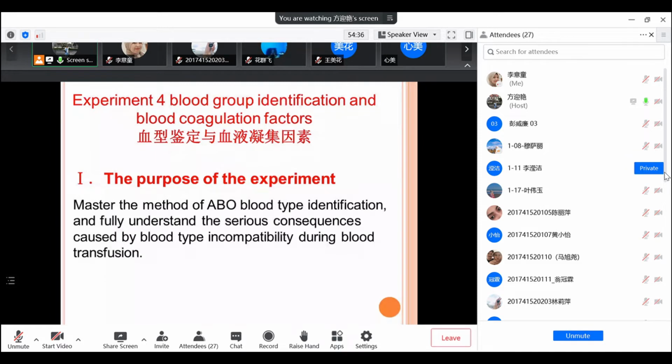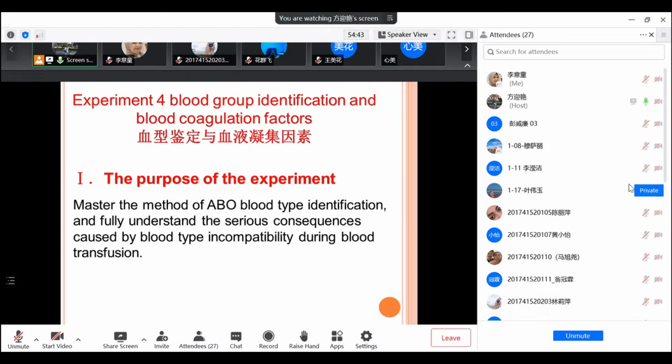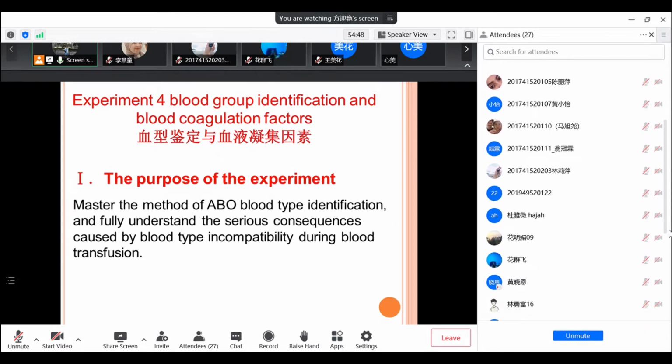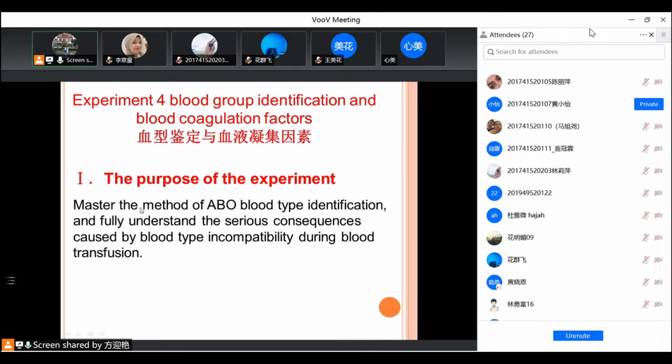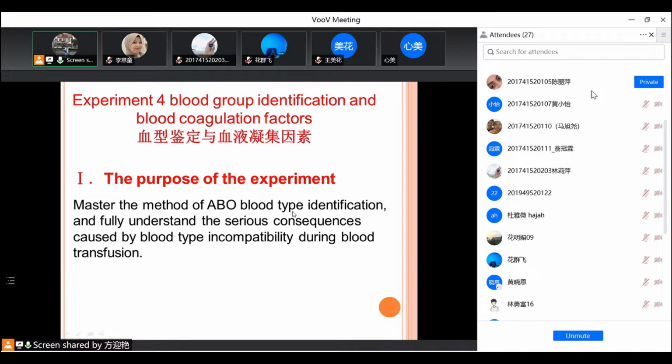In this class we will study the first experiment, blood group identification, and also some of the blood coagulation factors. The purpose of this experiment is to master the method of ABO blood group identification and to understand the series of consequences caused by incompatible blood types during blood transfusion.